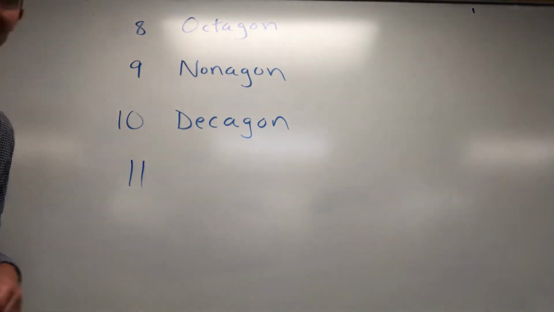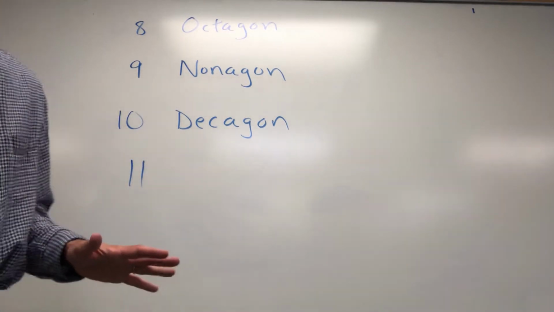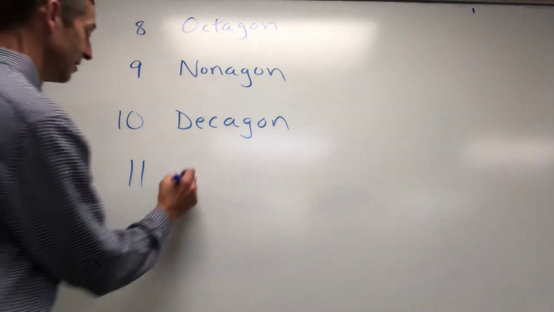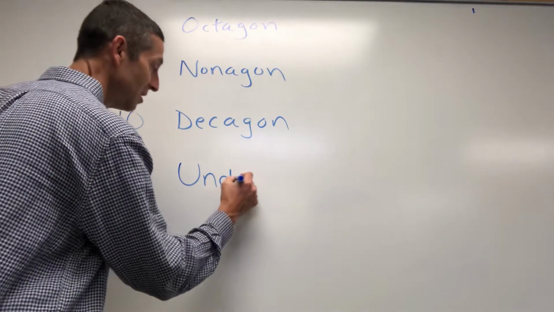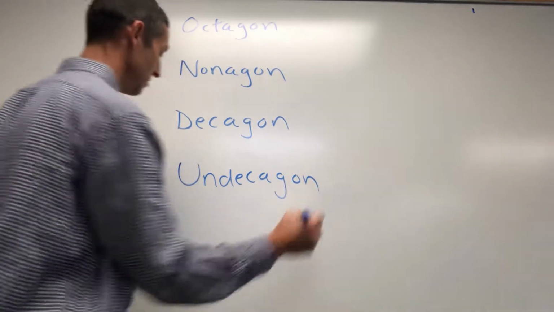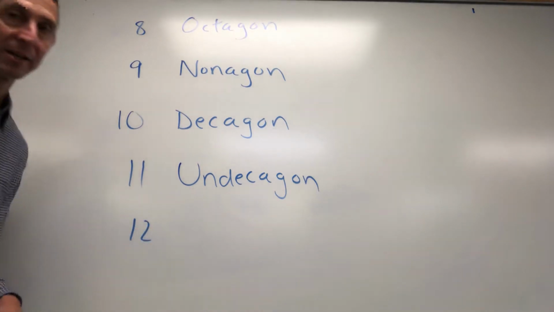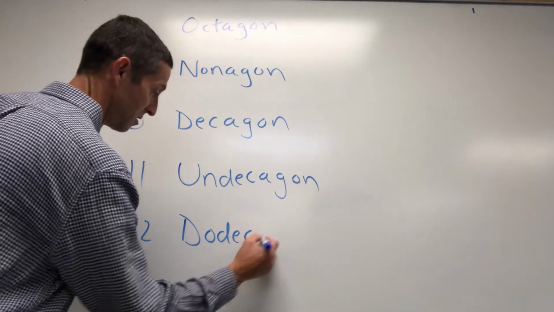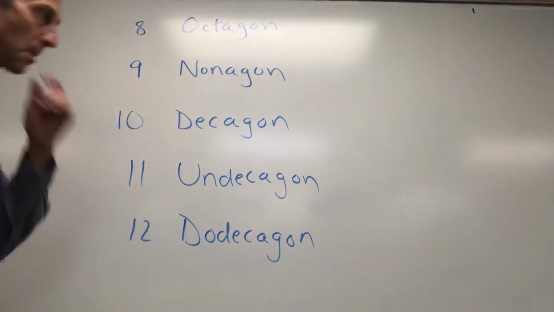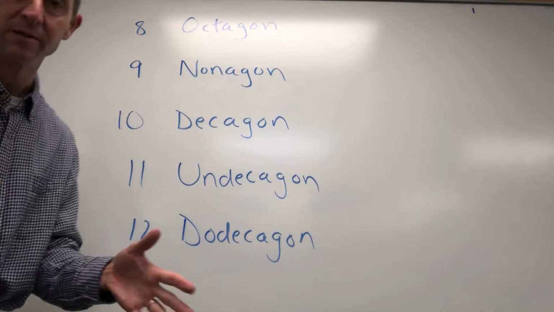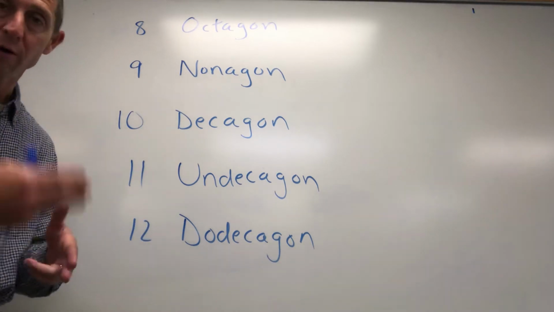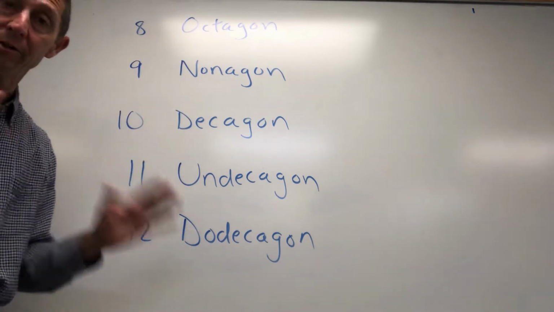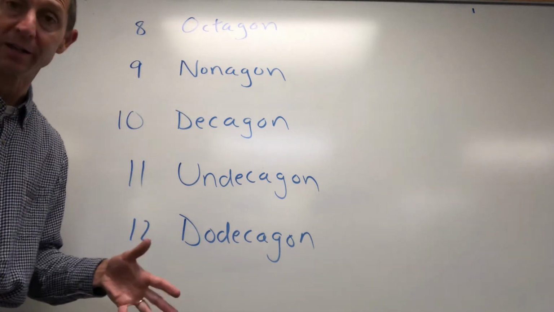11's another one that people really are not familiar with. An 11-sided figure is called an undecagon. So UN, undecagon. And then we've got the 12-sided figure, a dodecagon. All right, so these are all your ones. Everything from triangle, quadrilateral, pentagon, hexagon, heptagon, all the way through to dodecagon are terms that you use all the time this entire semester.